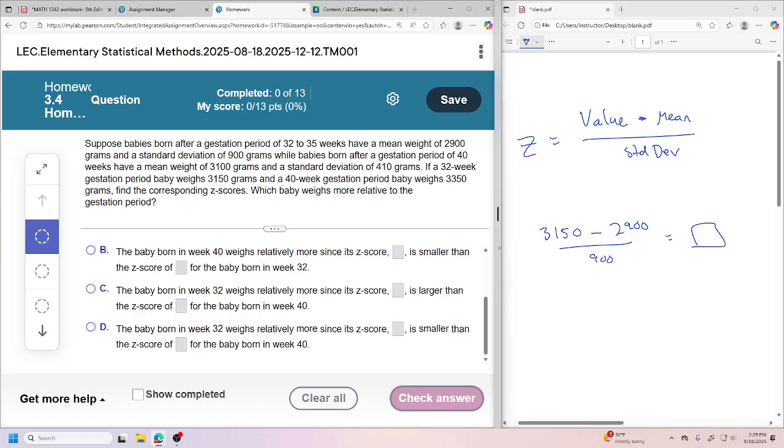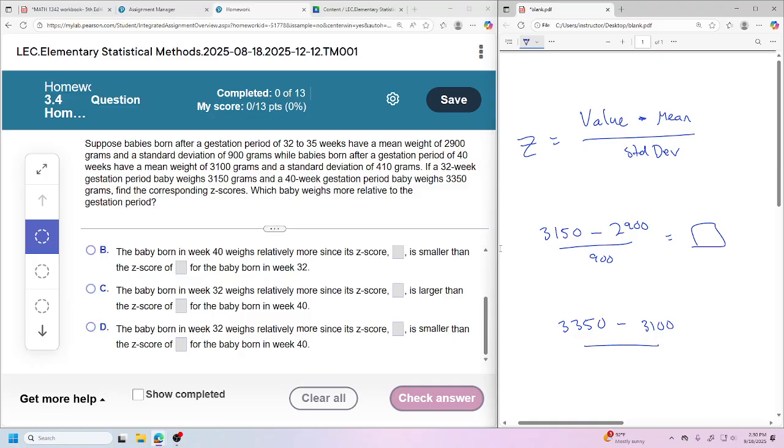So here, we got this number now. This is the other value we had. But now it has a different mean. So its mean was this 31. And its standard deviation was the 410. We're going to find that number. And both of these are definitely calculator. Go ahead.